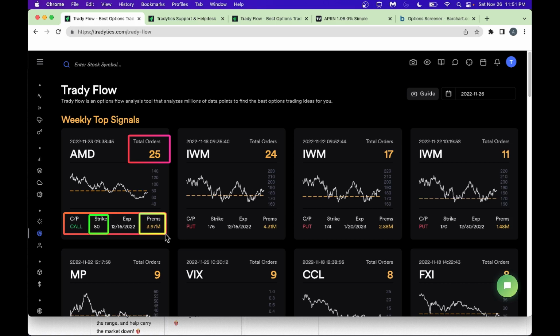So if I were you, I would not just buy 80. I would probably go a little bit lower here, maybe say delta 60 or so, maybe say a $75 call. That's a good one here, and you could either buy 12/16 or you could add maybe say 2 or 3 more weeks to it and go from there.